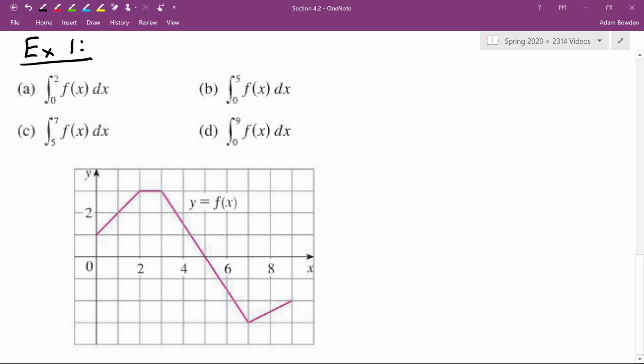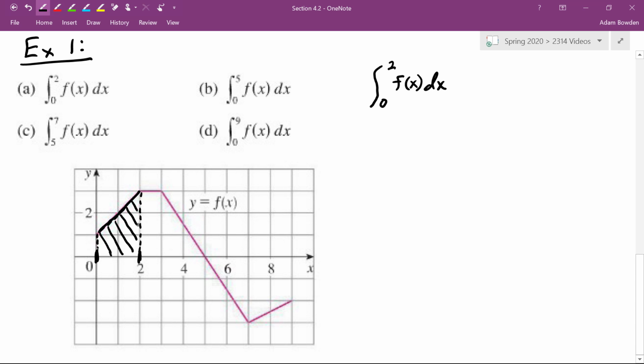Now let's look at our first example of looking at this new notation for integrals and figuring out what they're equal to based off of the area contained inside the curve. So first one is the integral from 0 to 2 of f of x dx. Okay, now looking at the graph, we start at 0 and the last number is 2. So thinking about it this way, we're looking at the area inside of the curve between 0 and 2.